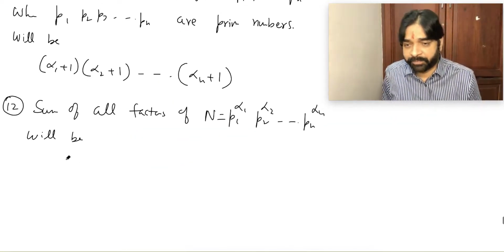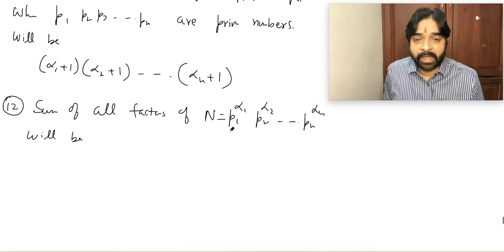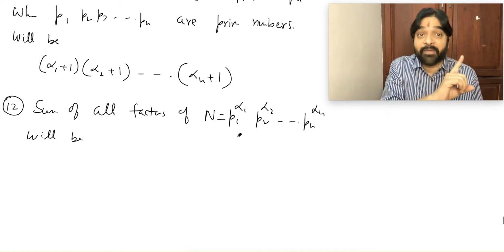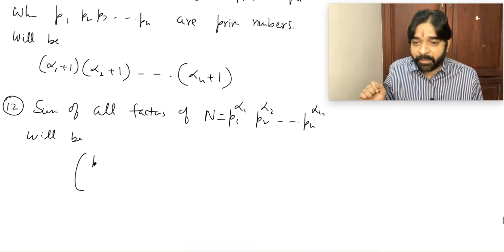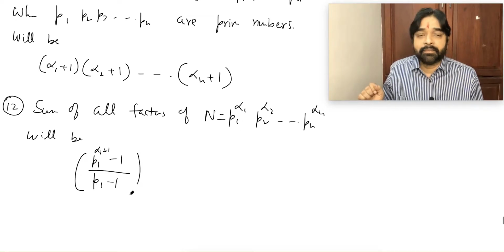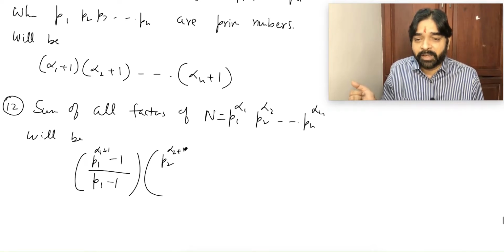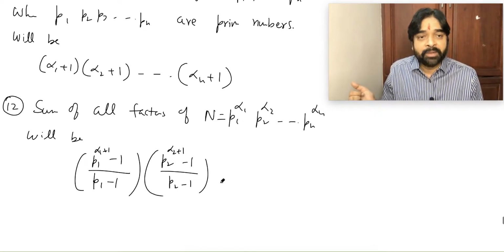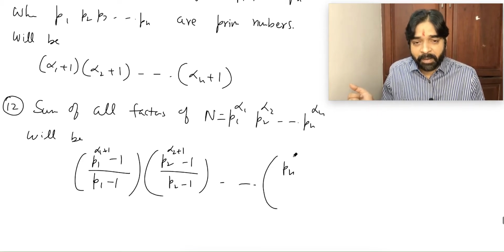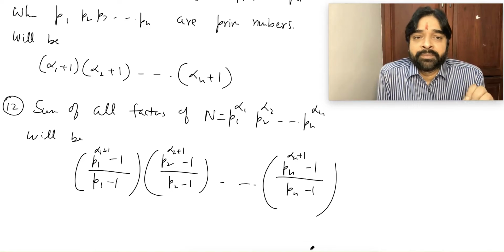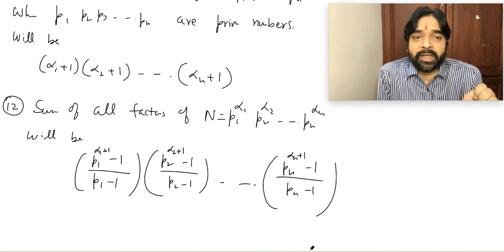You can speak the answer. How will you write this bracket? 1 plus P1 plus P1 square plus P1 cube till P1 power alpha 1. So the summation will be P1 power alpha 1 plus 1 minus 1 divided by P1 minus 1. And the second bracket summation will be P2 power alpha 2 plus 1 minus 1 divided by P2 minus 1, and so on, and the last one Pn power alpha n plus 1 minus 1 divided by Pn minus 1. I'm sure all of you agree with this. Is it clear to everybody?